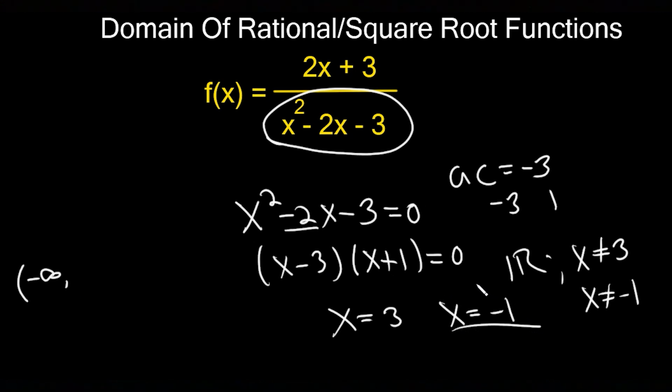Now, can I be on -1? Well, I can't, because if it's -1, I just proved it out right here. It's going to make the denominator 0, right? So I'm going to put -1, but I'm not going to put a bracket. I'm going to put a parenthesis, okay?